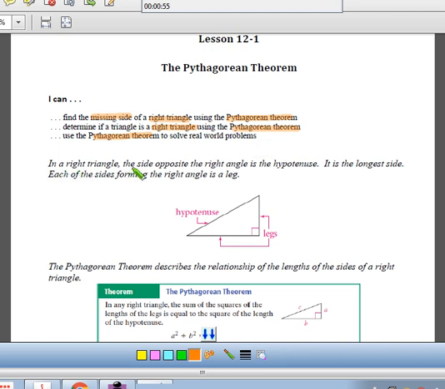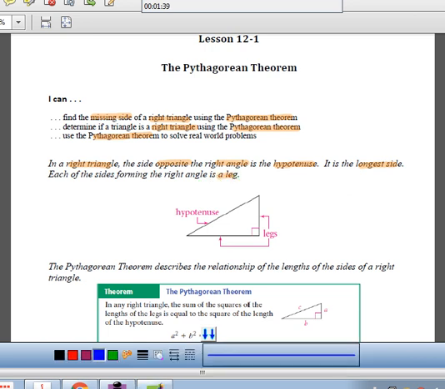In a right triangle, notice it says right triangle. That's the key to the Pythagorean theorem, we're dealing with right triangles. The side opposite the right angle is, this is a funny looking word, hypotenuse. I'll say it again, hypotenuse. It is the longest side. Each of the sides forming the right angle is a leg.